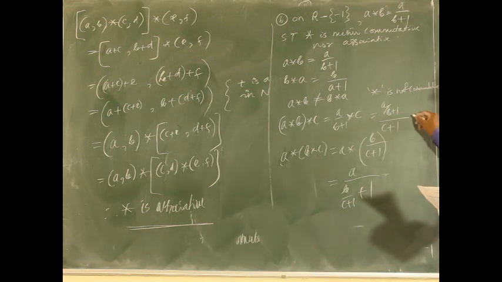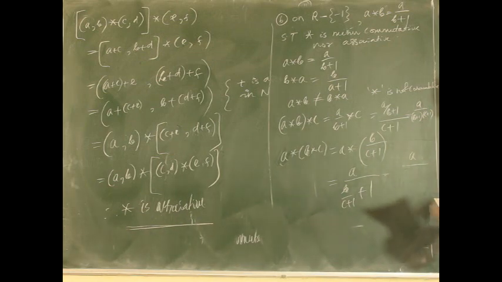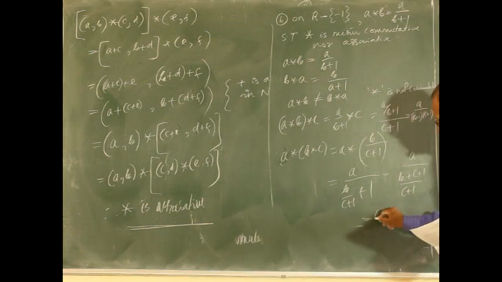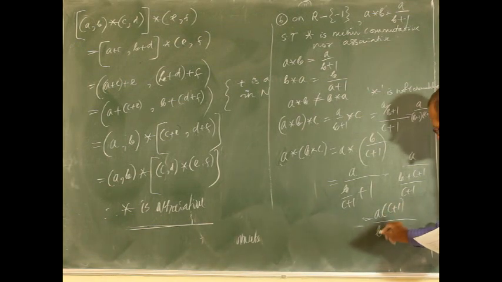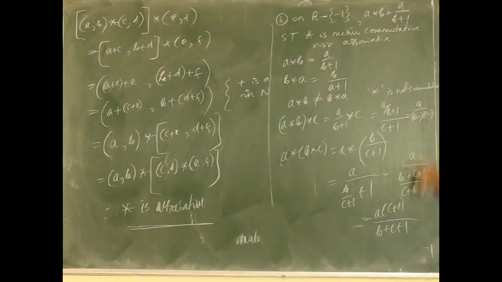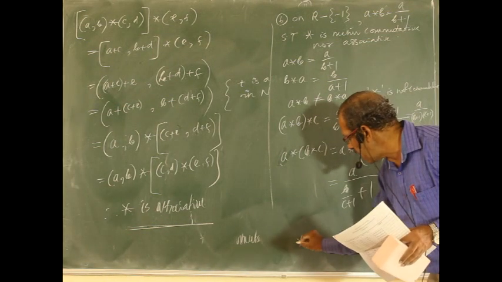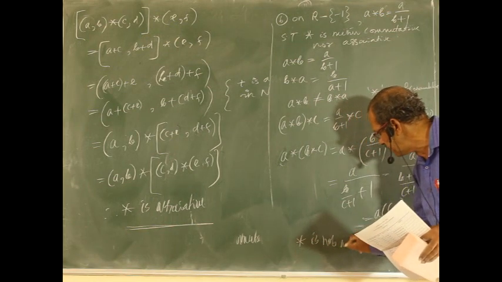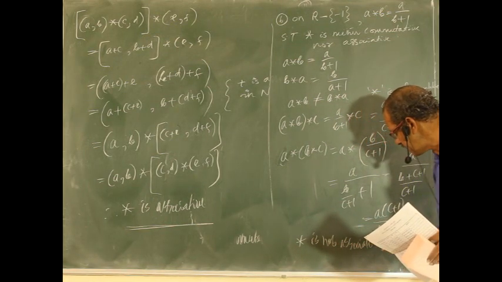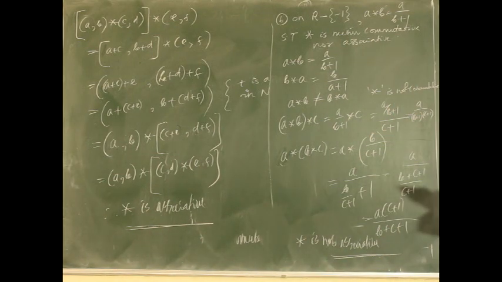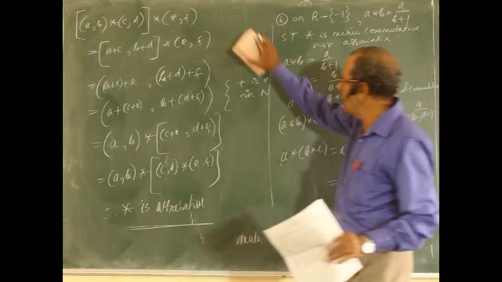These two are not equal, or otherwise let me confirm it. a by b plus 1 into c plus 1 here. Here a by b plus c plus 1 divided by c plus 1, versus a into c plus 1 divided by b plus c plus 1. Whatever may be, they are not equal, that's all. So, star is not associative. Since they are not equal, associative property also fails. So, neither commutative nor associative.